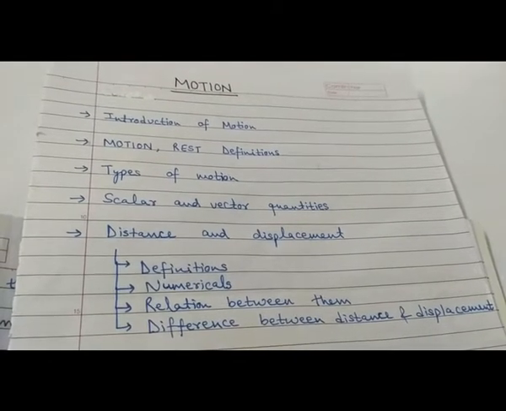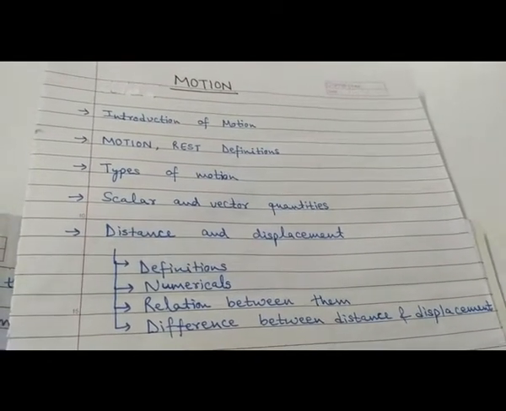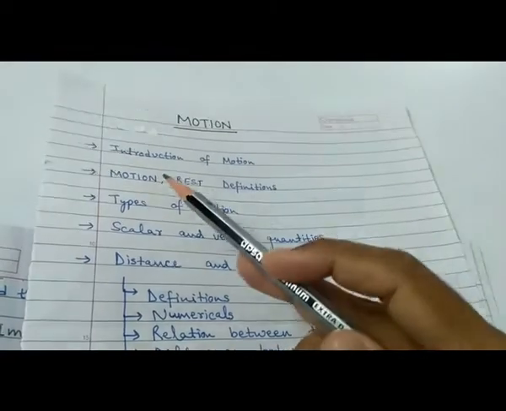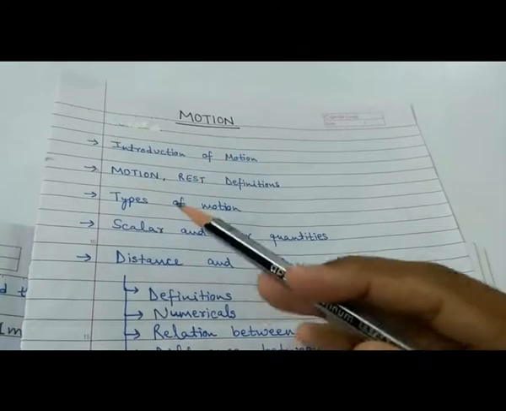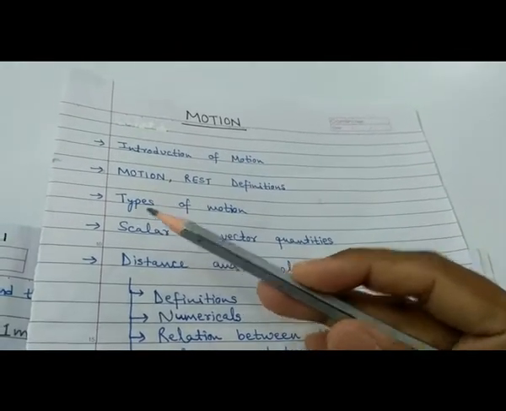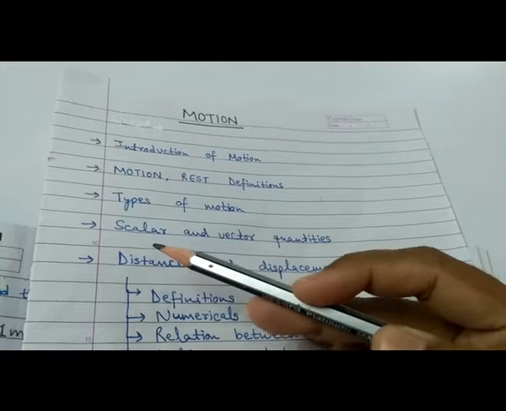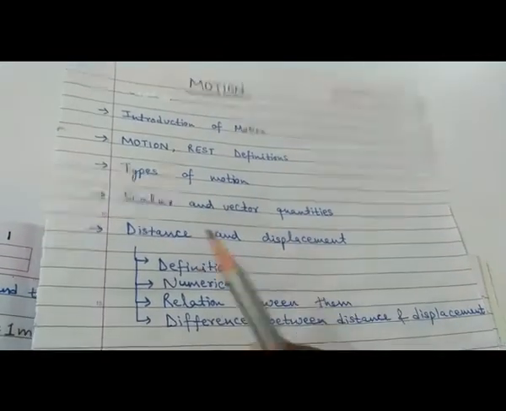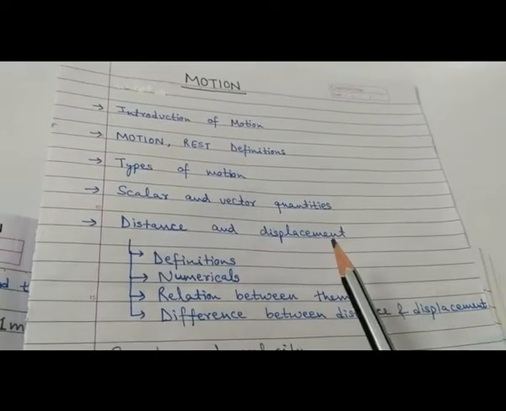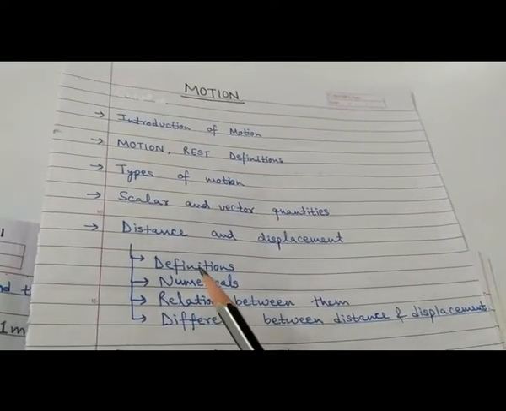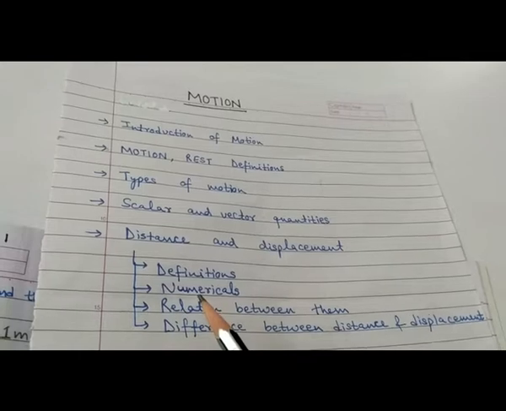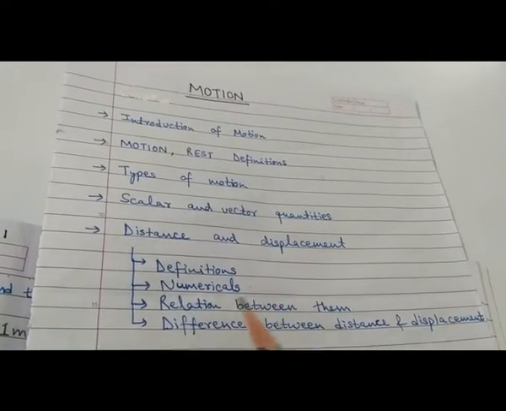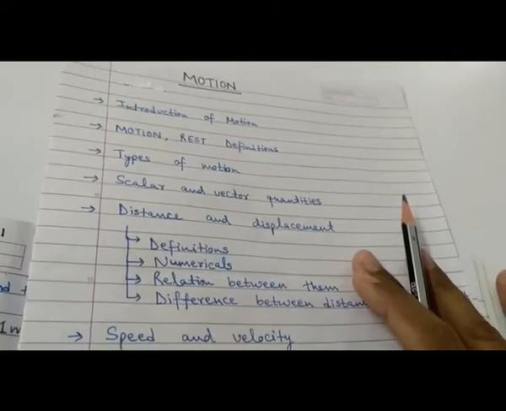In the previous two classes, we have studied introduction of the motion and rest definitions, types of motion, scalar and vector quantities, distance and displacement, their definitions, numericals based on distance and displacement, relation between distance and displacement.